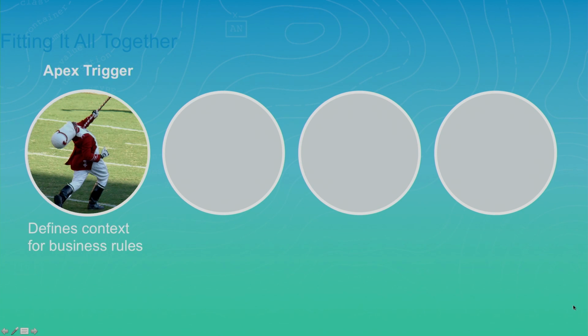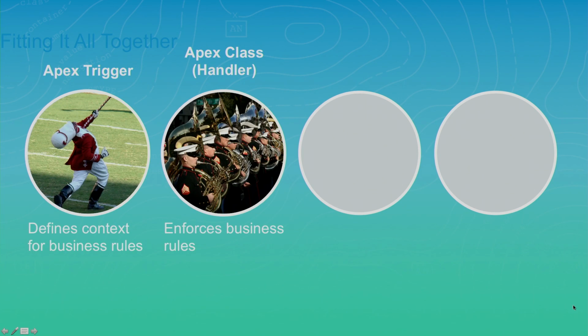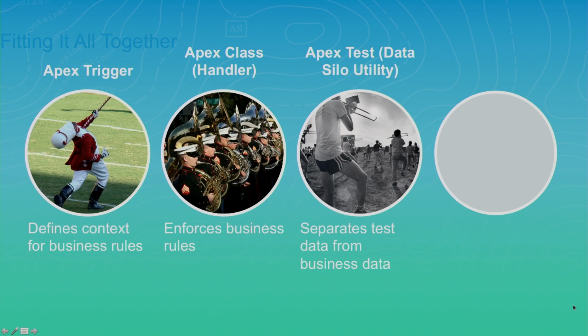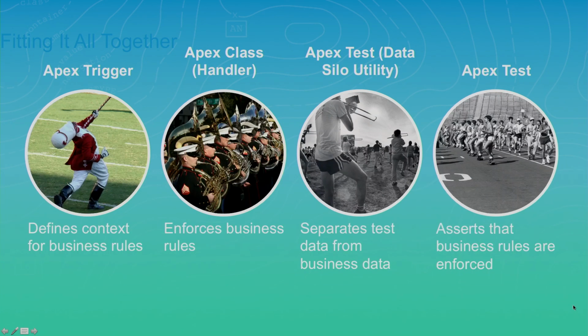Just to review, we've got our Apex trigger. That's going to define the context for our business rules. We've got our Apex classes. Those handle the specific business rules, the jobs associated with the automations. We've got our Apex test that just takes care of our data silo and creates test data that's separate from our end user data. And we have our Apex test that exercises the business automations and makes sure that things work the way our business rules say they should work.